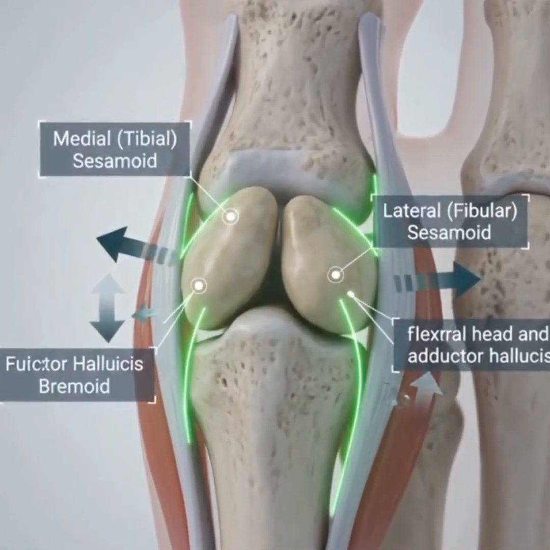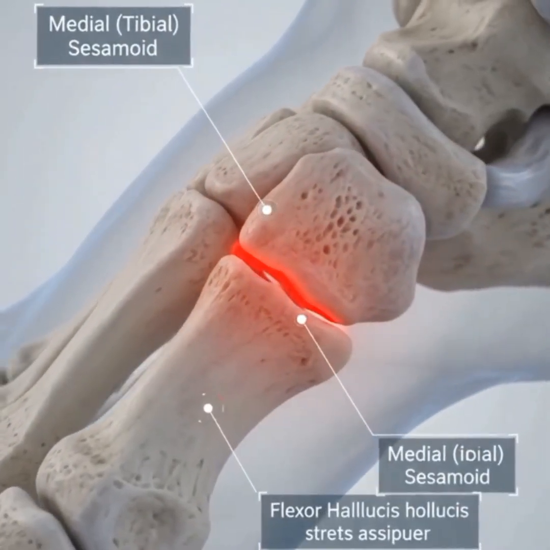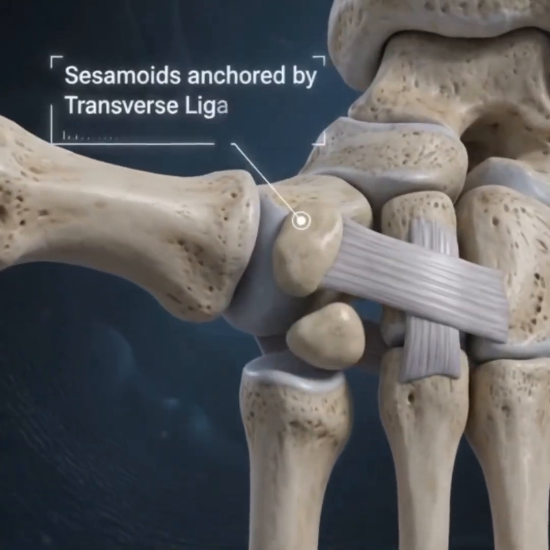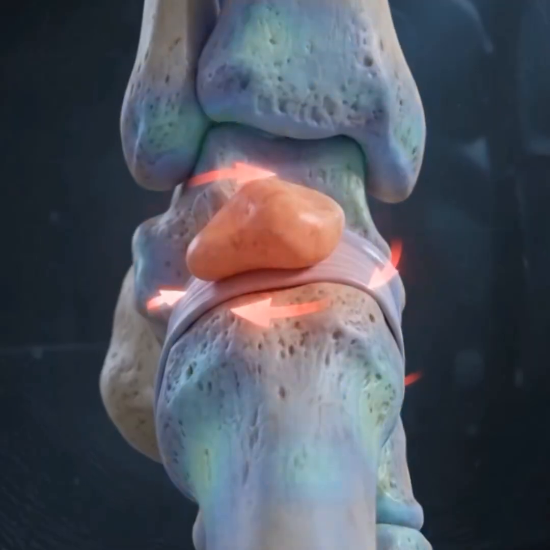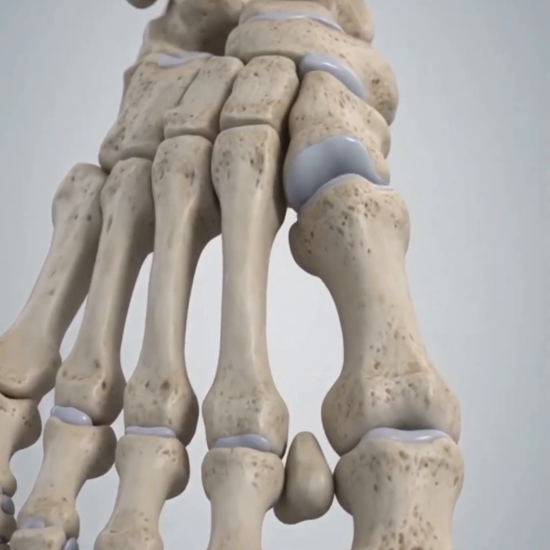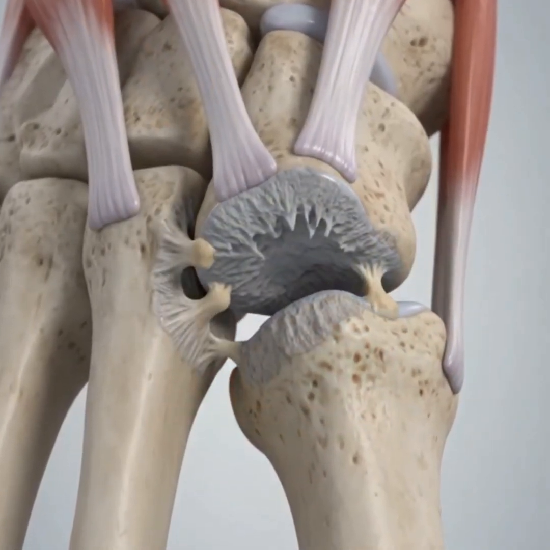The hallucal sesamoid complex consists of two small bones. They are embedded within the flexor hallucis brevis tendon. The tibial sesamoid is larger and more vulnerable to stress. In hallux valgus, the first metatarsal drifts medially. The sesamoids are held by the transverse ligament. The tibial sesamoid rotates on its side. This causes localized weight-bearing and cartilage erosion. The lateral sesamoid is displaced. The medial sesamoid rotates. This leads to erosion and secondary osteoarthritis.